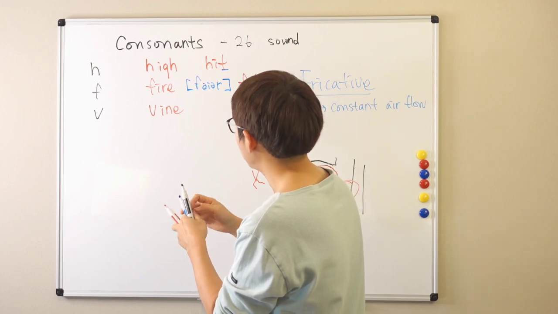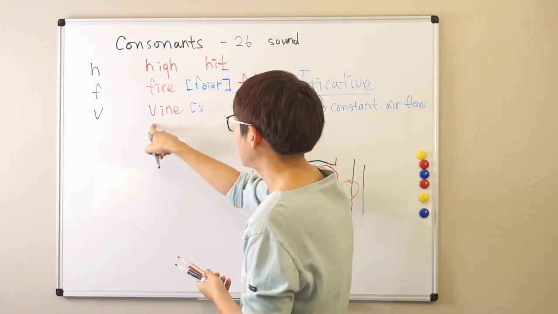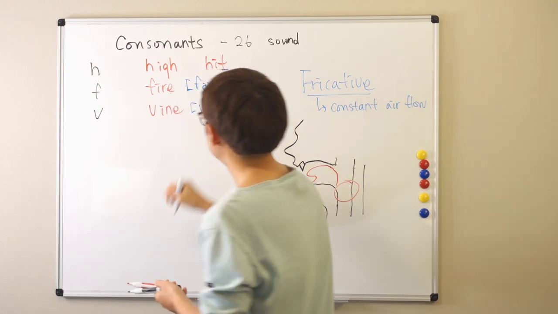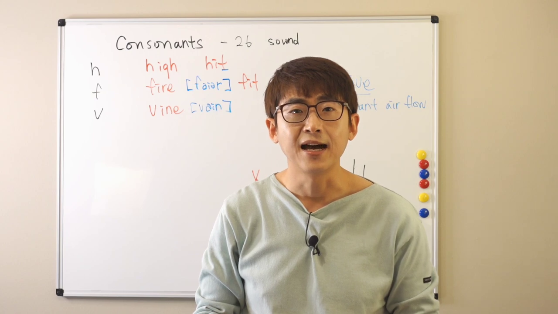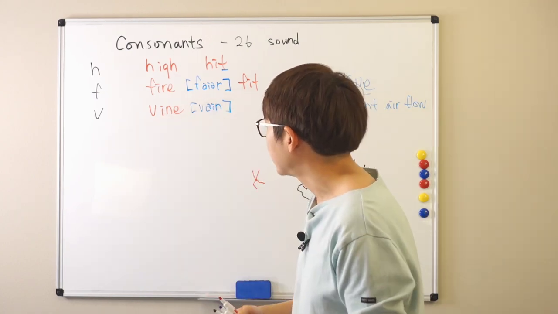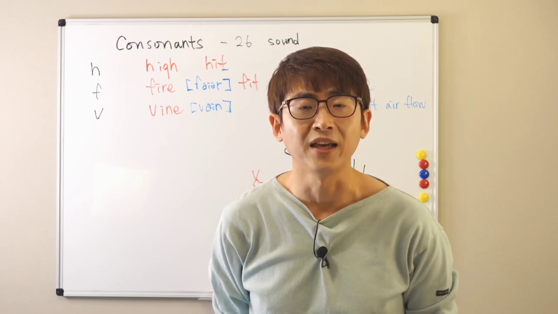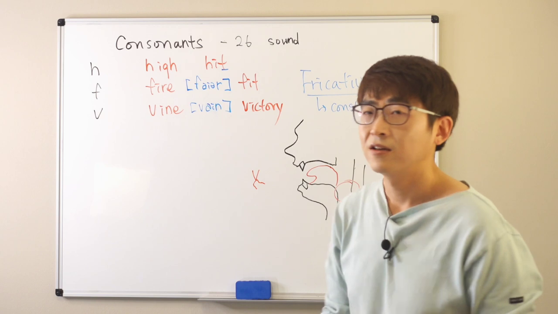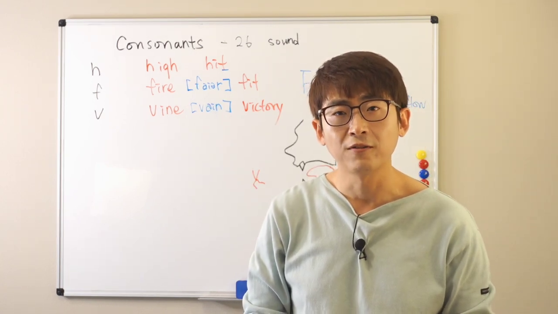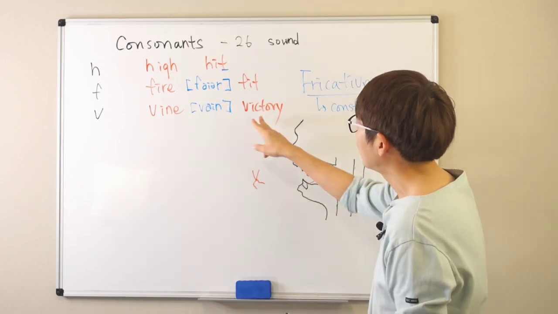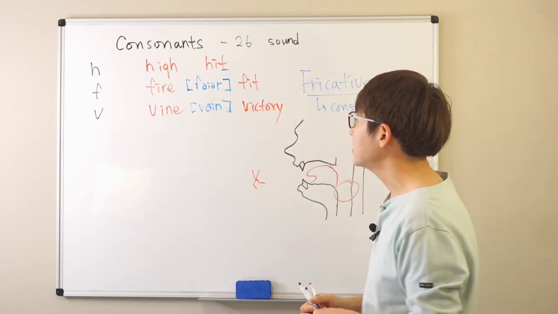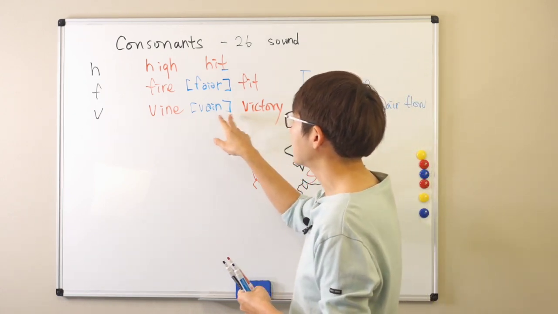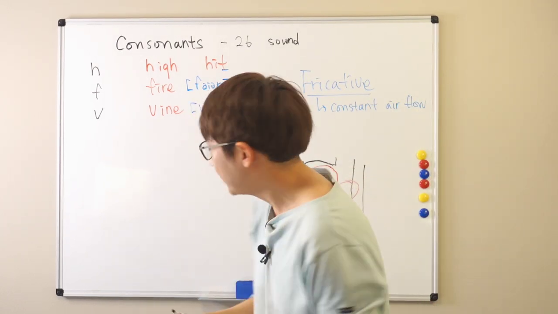Just like fire, you practice it without the first sound. So without it, it should sound like ine, ine, ine. And when you add the V sound in front of it, it'll sound like vine, vine, vine. And the next one is a little bit longer: victory, vic, vic, victory. And there are many words that use similar combinations, for example Victoria, Vicar, or Victor. Many words use the consonant V. All right, let's move on to the next one.